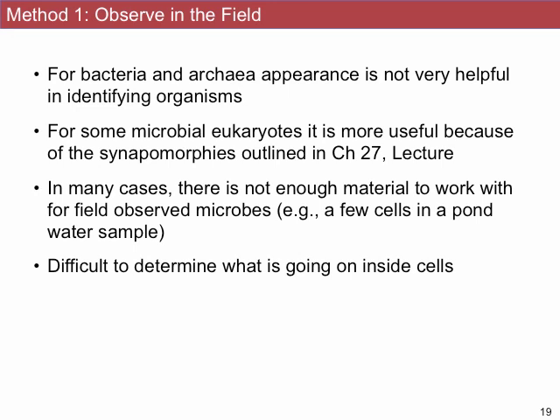So for some microbial eukaryotes, appearance is a little bit more useful than for bacteria and archaea, but that's not for all of them. We talked about the diatoms, which have these incredibly complex and interesting morphological features, and you can actually type many diatoms very precisely based upon their appearance. But for many microbial eukaryotes, that's not the case.